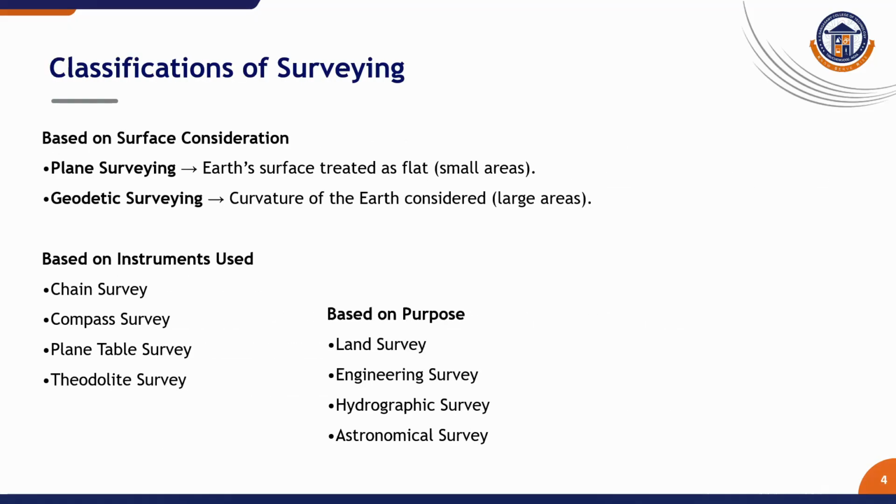Surveying can be classified in several ways. Based on the surface considered, we have plane surveying, which treats the Earth's surface as flat for smaller areas, and geodetic surveying, which accounts for the Earth's curvature for large areas. Based on the instruments used, we have chain, compass, plane table, theodolite, and so on. And based on the purpose, it has land, engineering, hydrographic, or even astronomical survey.